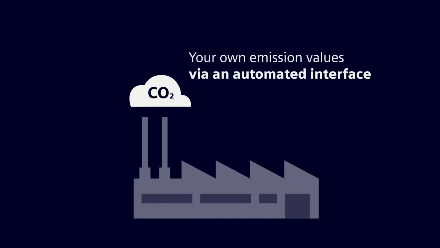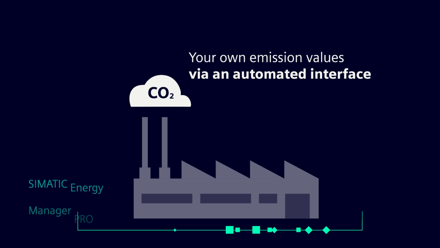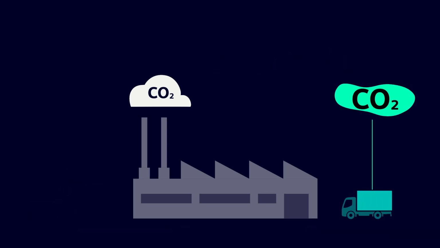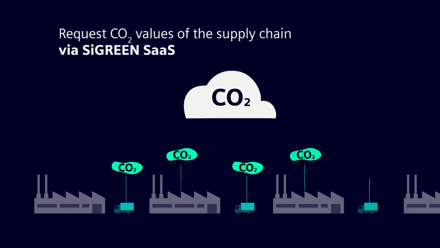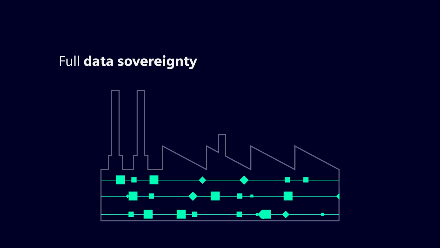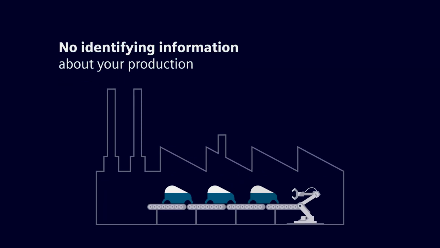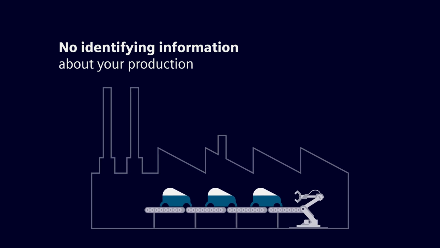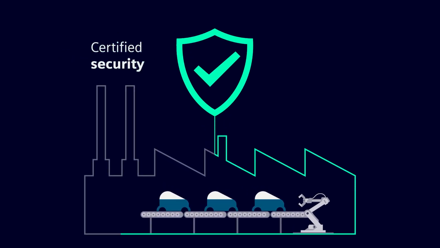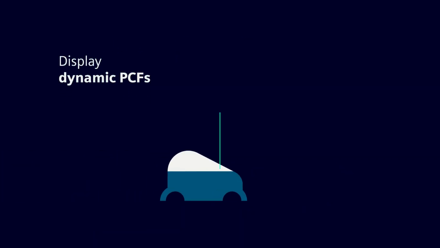To do this, simply record your own emission values via an automated interface between C-Matic Energy Manager Pro and C-Green, and request the CO2 values from the entire supply chain via C-Green SaaS, all while retaining full data sovereignty. Because with C-Green, you retain control over your data. Aggregated data also prevents identifying information about your production from being revealed, and security is guaranteed by comprehensive security measures according to the certified Siemens standard.